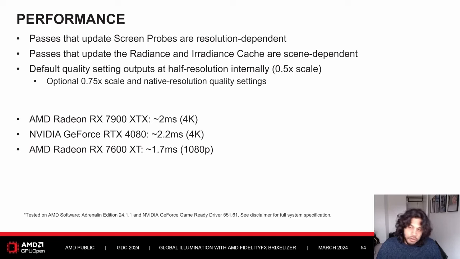But the more interesting result is on the RX 7600 XT, which is a 1080p gaming card, and it takes around 1.7 milliseconds at 1080p resolution. This makes it a viable dynamic GI solution for lower-end hardware.